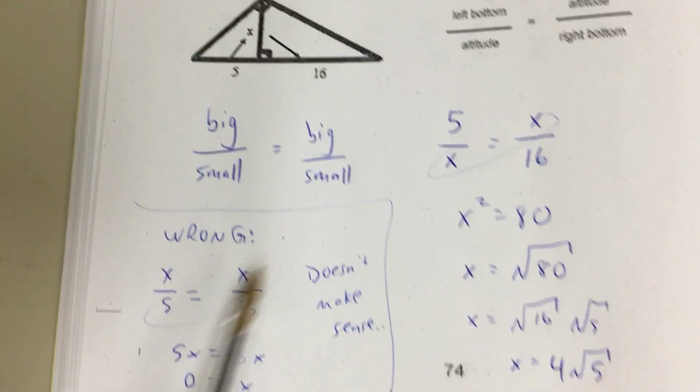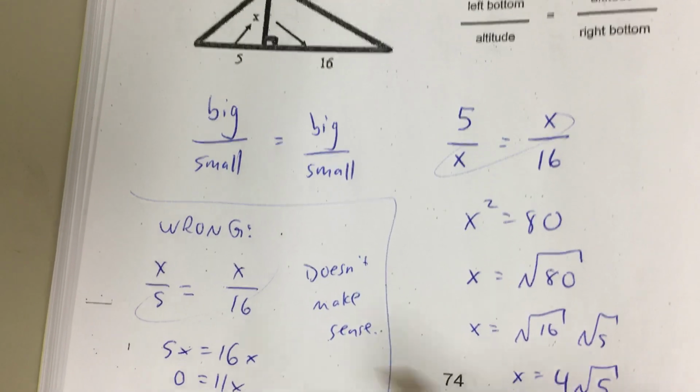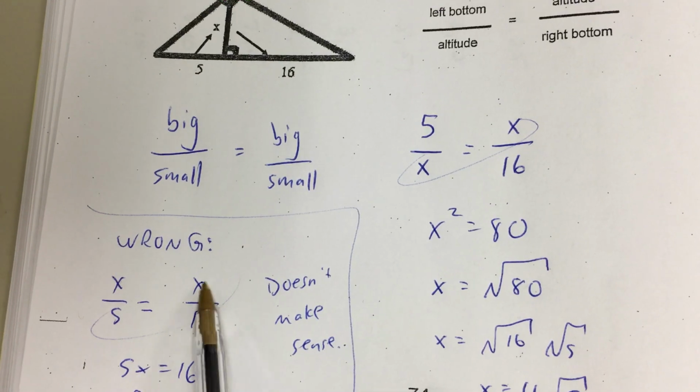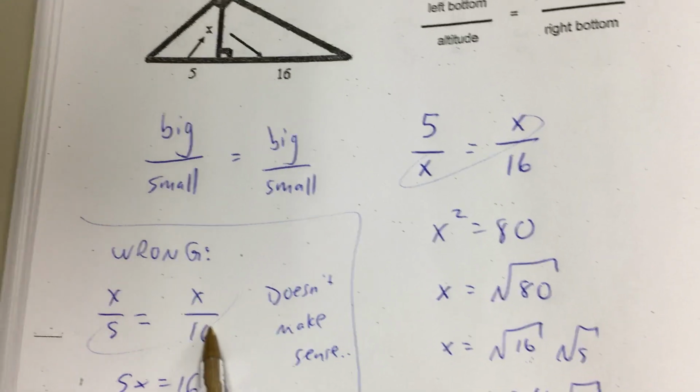So maybe you did x over 5 is x over 16. Oh my gosh, I did it wrong. I better go fix things, and you set it up like this. Maybe you flip one of them upside down, right? Maybe you flip the 16 over x instead. Then you'd get it right.